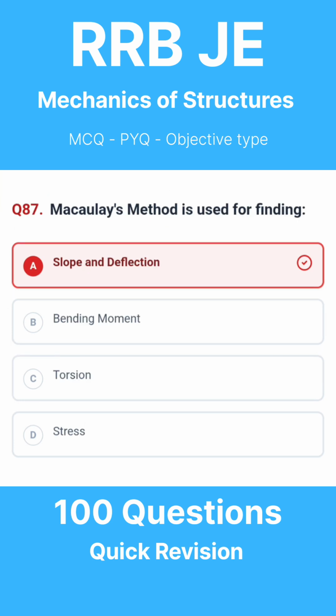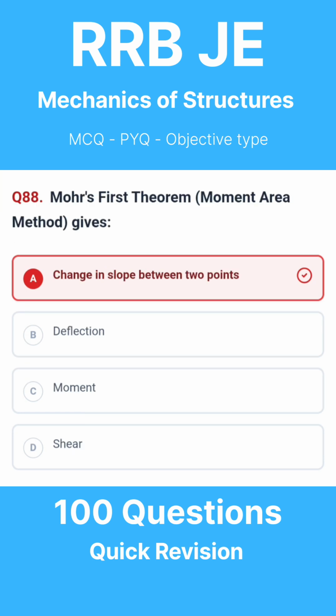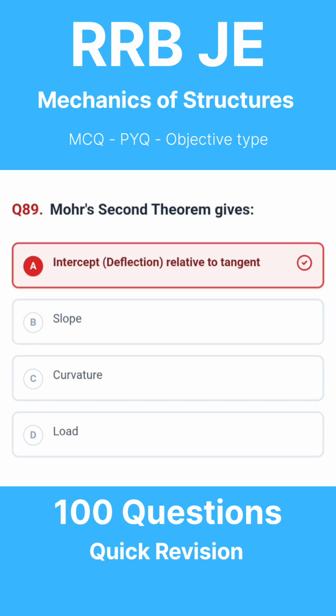Question 87. Macaulay's method is used for finding: the correct answer is slope and deflection. Question 88. Mohr's first theorem, moment area method, gives: the correct answer is change in slope between 2 points. Question 89. Mohr's second theorem gives: the correct answer is intercept deflection relative to tangent.